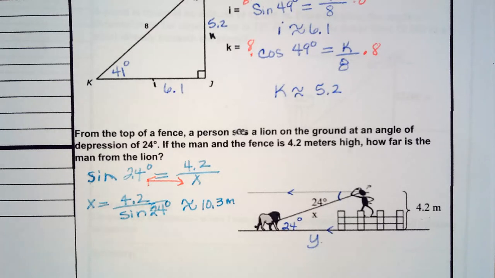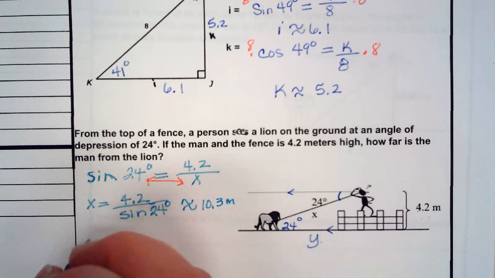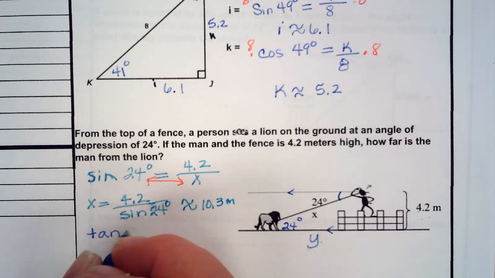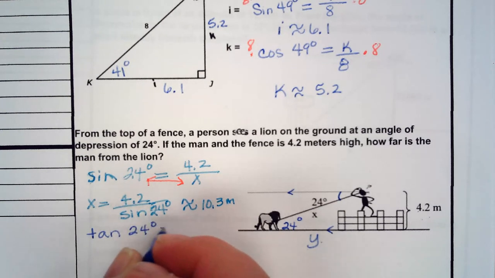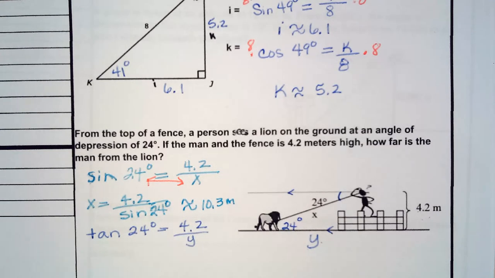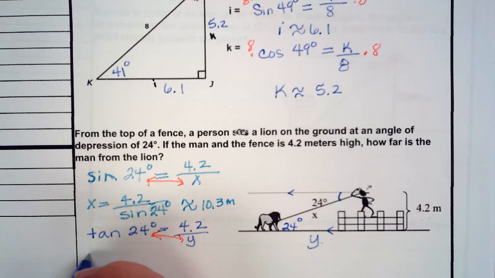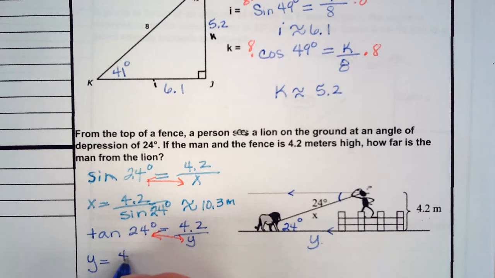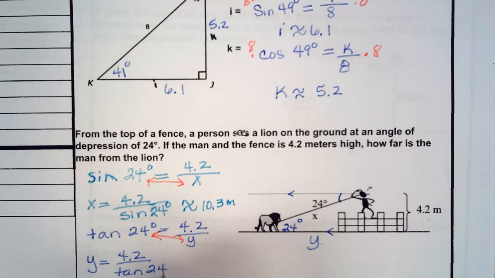Okay, what about Y? Well, the same thing again, except opposite over adjacent is tangent. So the tangent of 24 degrees is equal to 4.2 divided by Y. Once again, I expect you to remember just to flip-flop these two. So Y is equal to 4.2 divided by the tangent of 24 degrees.